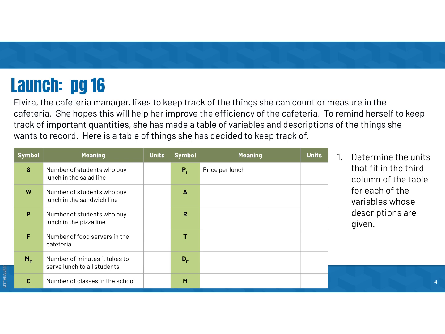To remind herself to keep track of the important quantities, she's made a table of variables and descriptions of the things she wants to record. Here is the table. So this is on page 16. And so let's look at it. So we have number of students who buy lunches in the salad line. So what would be the units that we're going to use on that? Well, that would be students, because we're keeping the number of students. So our unit is students, right? W is number of students who buy lunch in the sandwich line. So what are we keeping track of?